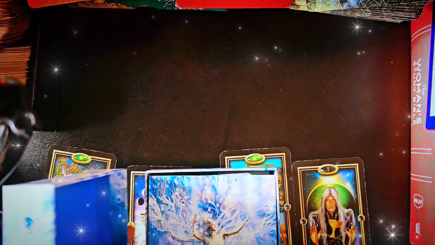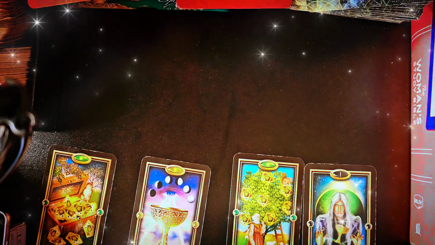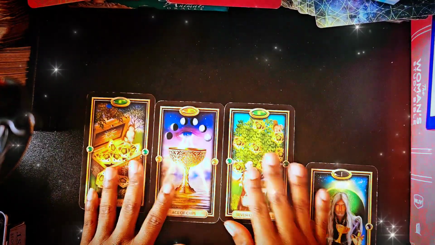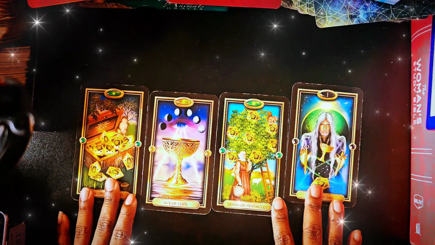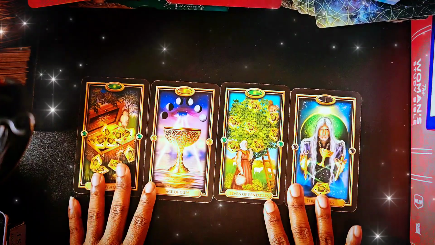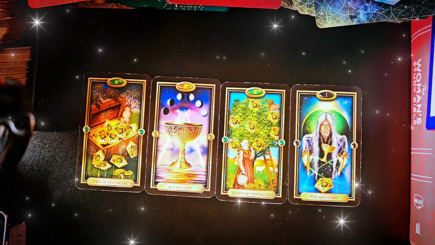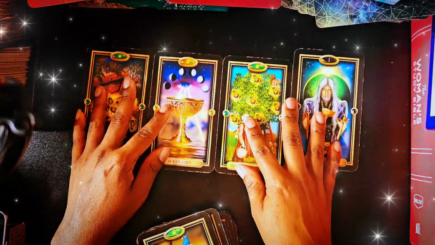And I know I'm doing a lot of talking in this reading, but for those of you that it's meant for, then you'll listen, okay? If it's not meant for you, if you don't got the attention span for it, that's fine. Let's get into these tarot cards because it's very nice, very nice, very nice.